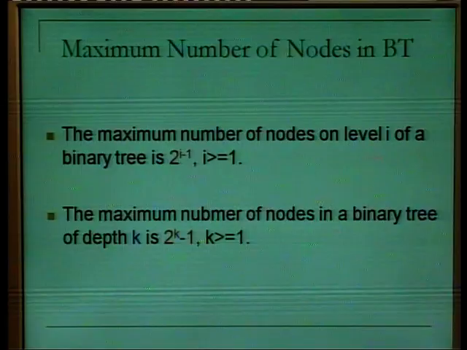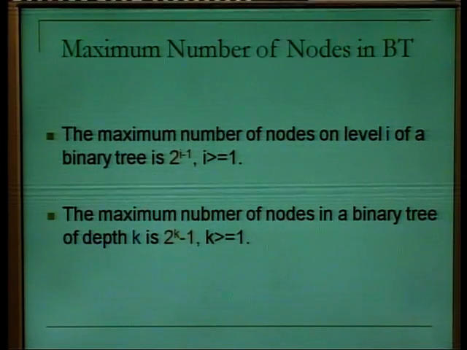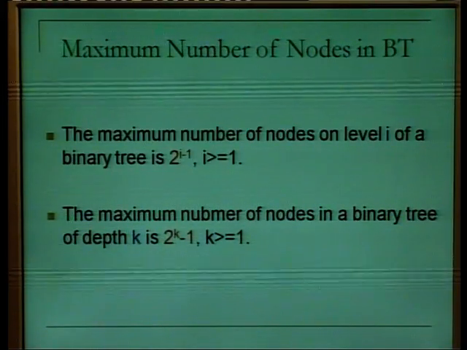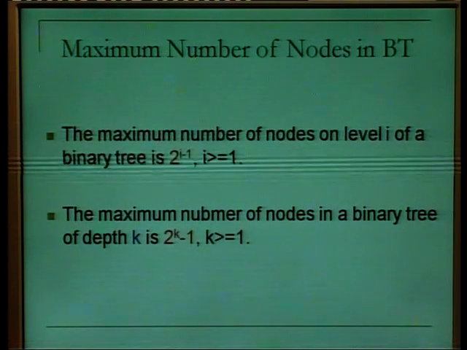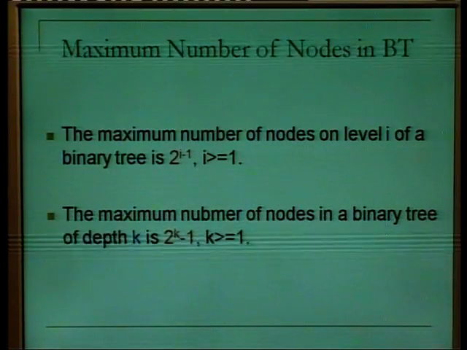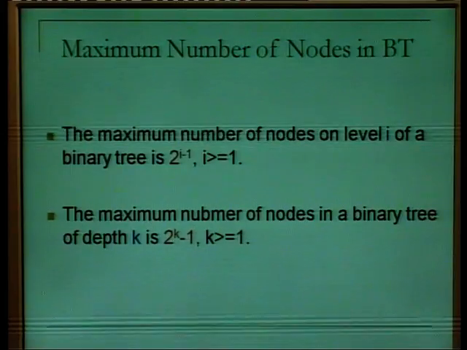Now I will tell you the maximum number of nodes in a binary tree. The maximum number of nodes on level i of a binary tree is 2 raised to power i minus 1, where i is greater than or equal to 1. The maximum number of nodes in a binary tree of depth k is 2 raised to power k minus 1, where k is greater than or equal to 1.